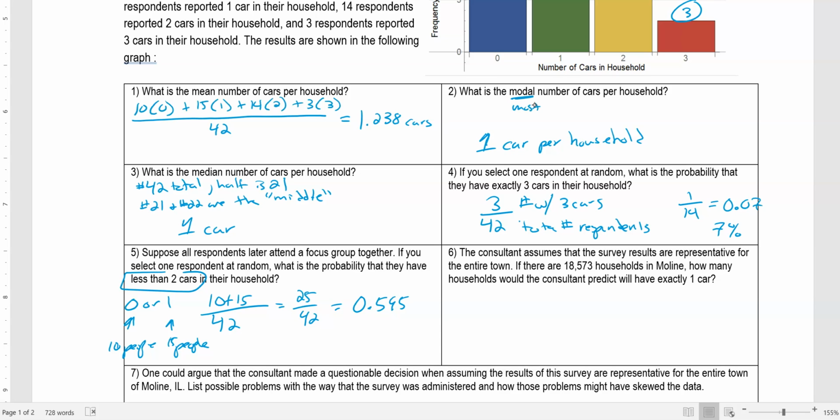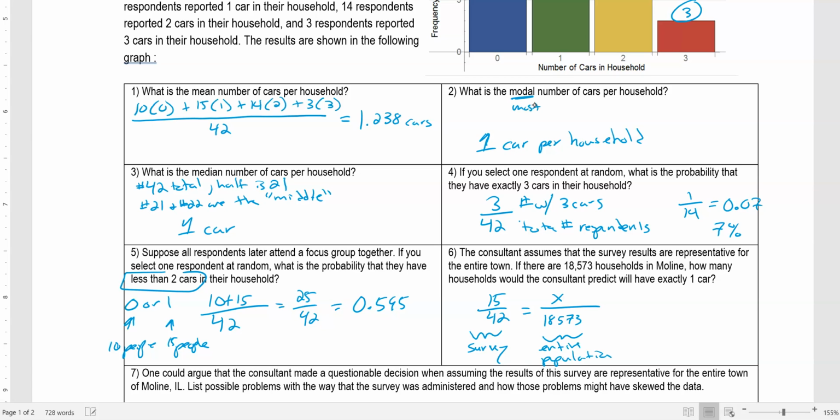So let's first of all start with how many have 1 car, right? So 1 car is 15 out of 42. Now this is from the survey, okay? So this is from our survey. We want to know, what about the whole population? Well, that would be X number of people out of 18,573. This is the entire population.